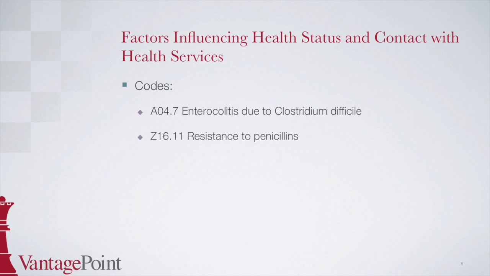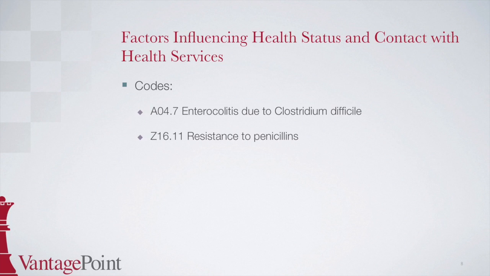The first code is A04.7, enterocolitis due to Clostridium difficile. To locate this code, start at colitis in the alphabetic index, then find Clostridium difficile indented below, which points to A04.7, which you would then confirm in the tabular.